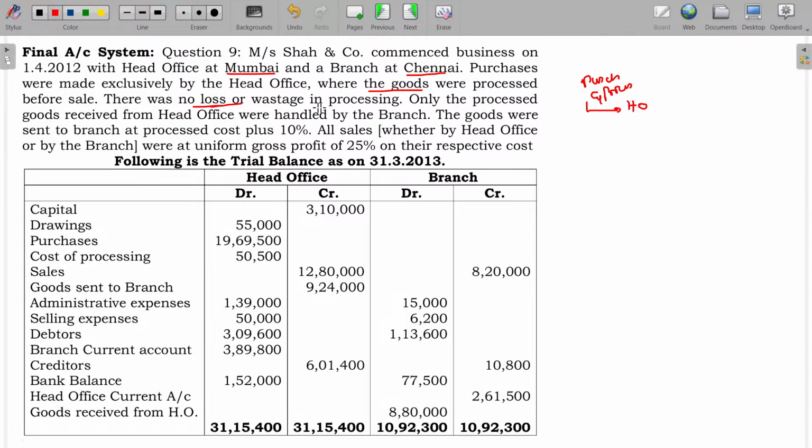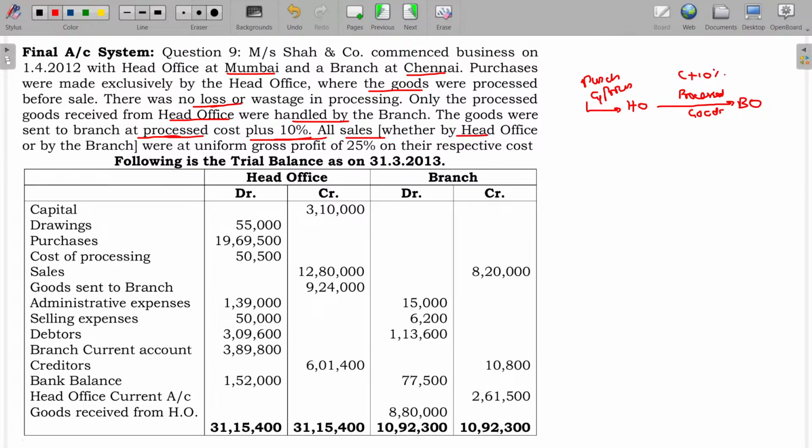There was no loss or wastage in processing. Only the processed goods received from head office were handled by the branch. So they have two forms: one is raw material, another one is finished goods. The goods were sent to the branch at processed cost plus 10%. Transfer price being cost plus 10%.